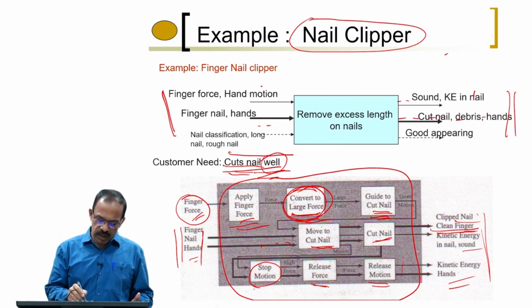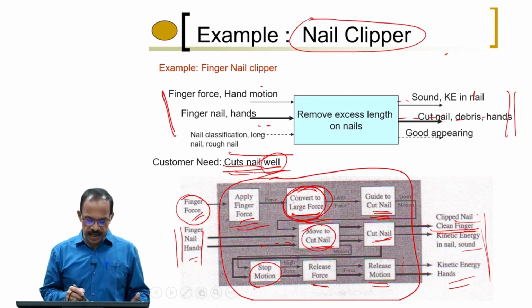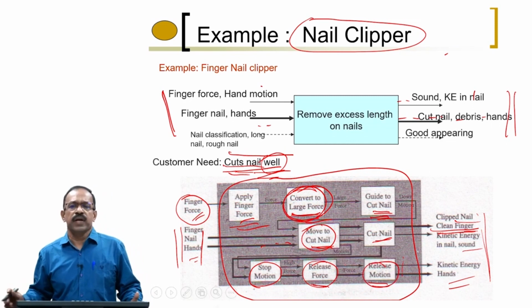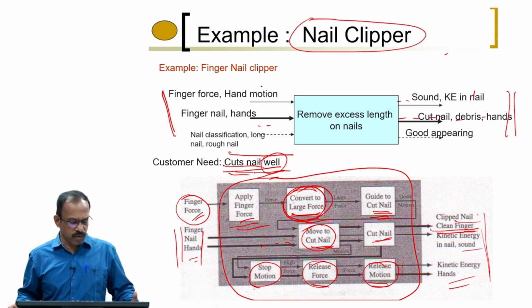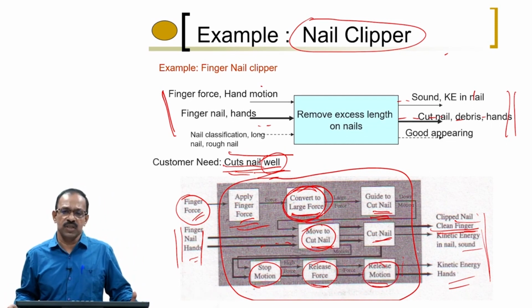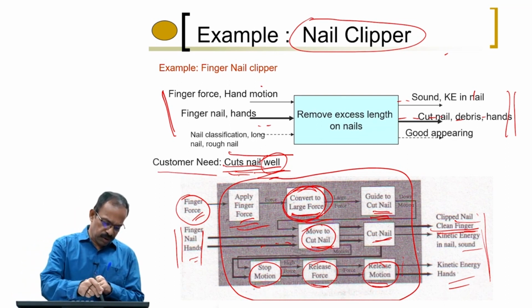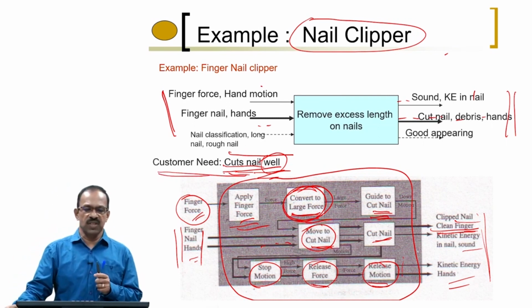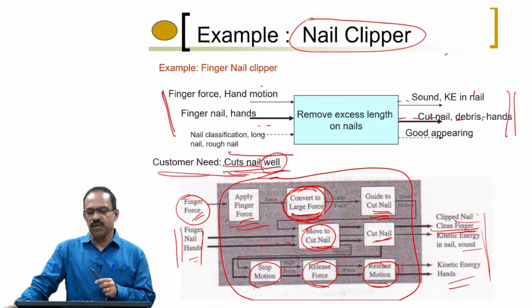Same way, for move to cut nail or release force or release motion, you can think of a different concept for any one of these or more of these functions and satisfy the customer requirement. Same way, you can go for different needs also. We can have other needs analyzed in the same way, and you will find all the functions needed in the product.